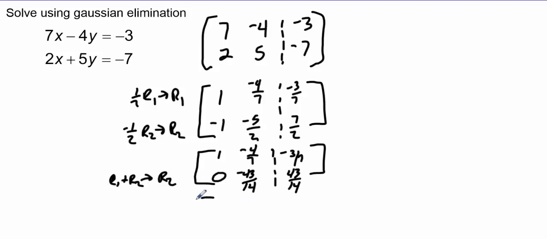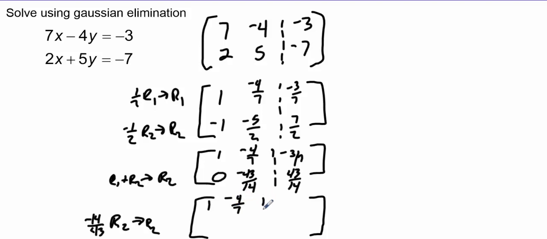Because what I want to do is get a 1 right here. So in order to do that, notice all I have to do is multiply row 1 times negative 14 over 43 and replace row 2 with that. So row 1 remains the same, and row 2 becomes a 1 right here and a negative 1 right here. Therefore, I can say that y equals negative 1.